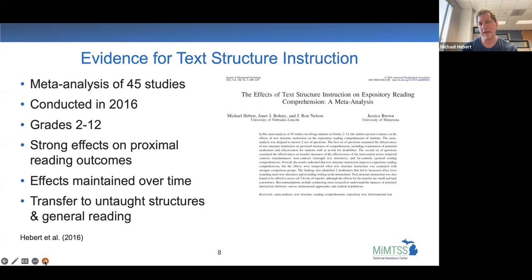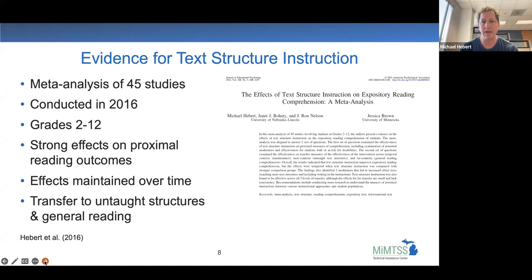And they compared that to students who didn't learn about text structures. It was grades 2 to 12. And by the way, it was conducted in 2016, and there's been a lot of text structure work since then. And it's still showing that there are really strong effects. There are strong effects on the proximal reading outcomes.